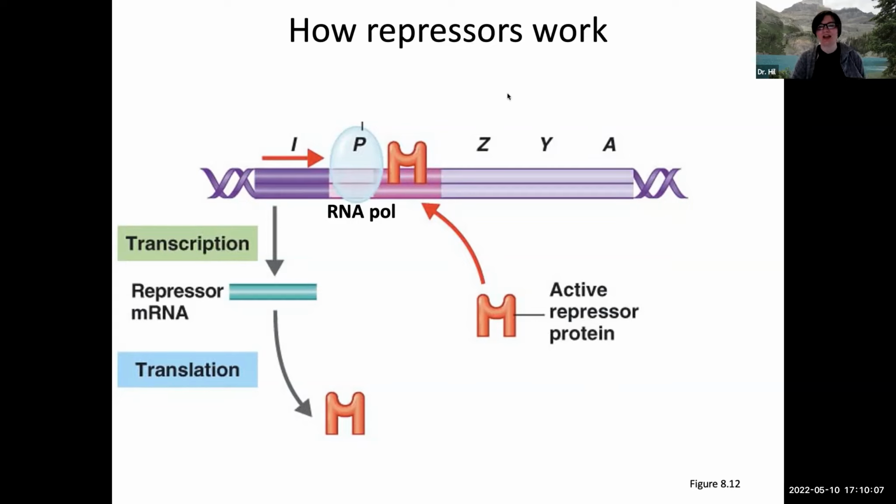Exactly right. That is the operator, okay? So if the repressor is bound to the operator, we do not get transcription. If it goes away, that allows transcription.